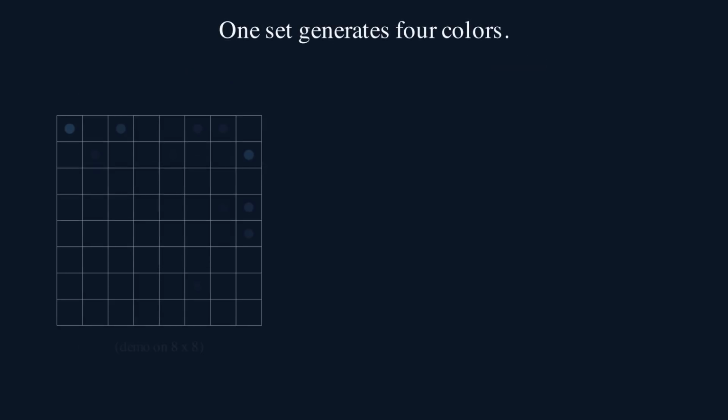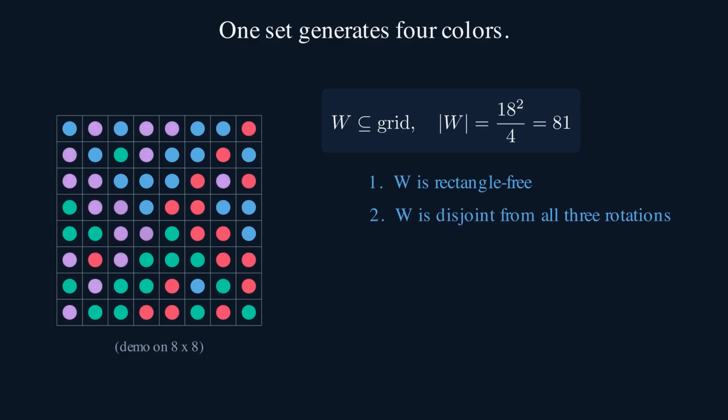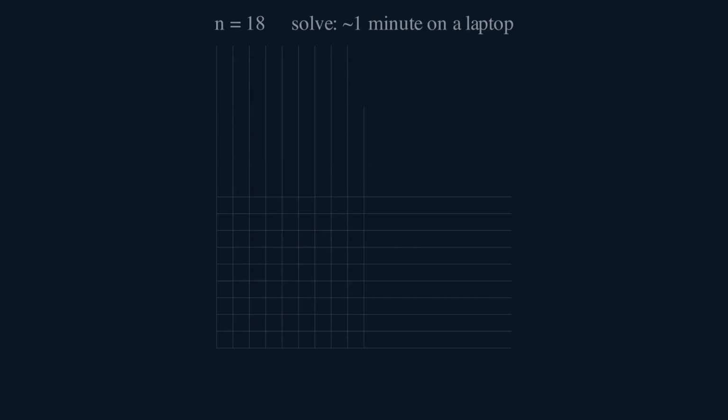Instead of coloring every cell of the 18 by 18 grid with one of 4 colors, we only search for the cells of color 1. That is 81 cells, 1/4 of the grid. Call that set W. We ask 2 things of W. First, W itself must be rectangle-free. No 4 cells of W at the corners of any rectangle. Second, W must be disjoint from its 90, 180, and 270-degree rotations. Then those 4 rotated copies exactly partition the board, 1 color per rotation, and the whole coloring is forced by W alone. I ran this on a laptop.